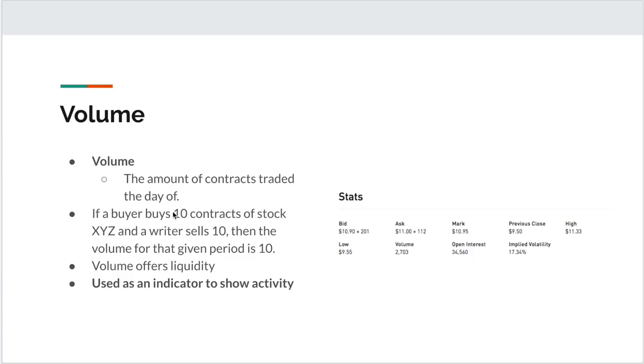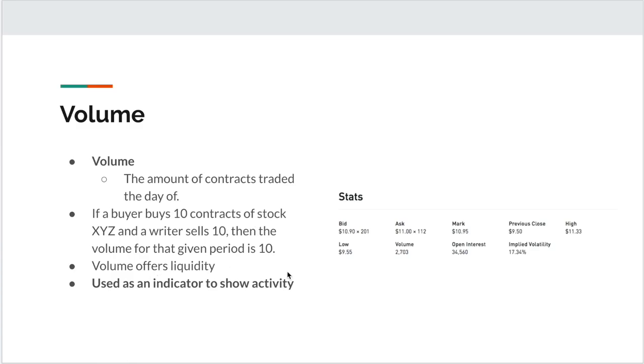Volume is the amount of contracts traded the day of. So if a buyer buys 10 contracts of a stock and a writer sells 10, these cancel each other out, then the volume for that given period is 10. So not 20, and that's because we bought and sold 10 contracts. Not us personally, but anybody out there. When there are 10 buys and 10 sells, the volume for that given period is 10.